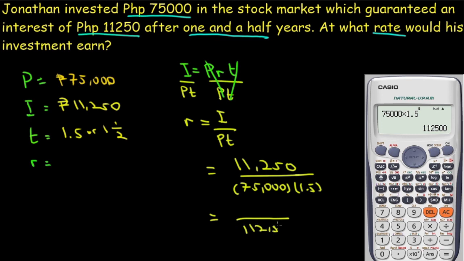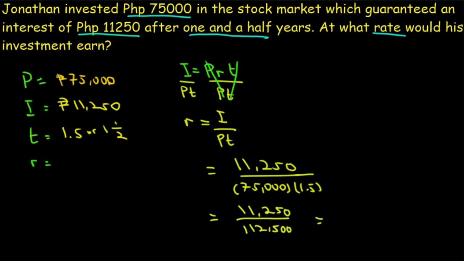Sulat natin. 112,500 na i-divide. Gagamitin pang divide sa 11,250. Ano kaya ang ating magiging final answer? 11,250 divided by the previous answer. It is 1 over 10. 1 over 10 yan sa fraction. Sulat ko muna. 1 over 10.